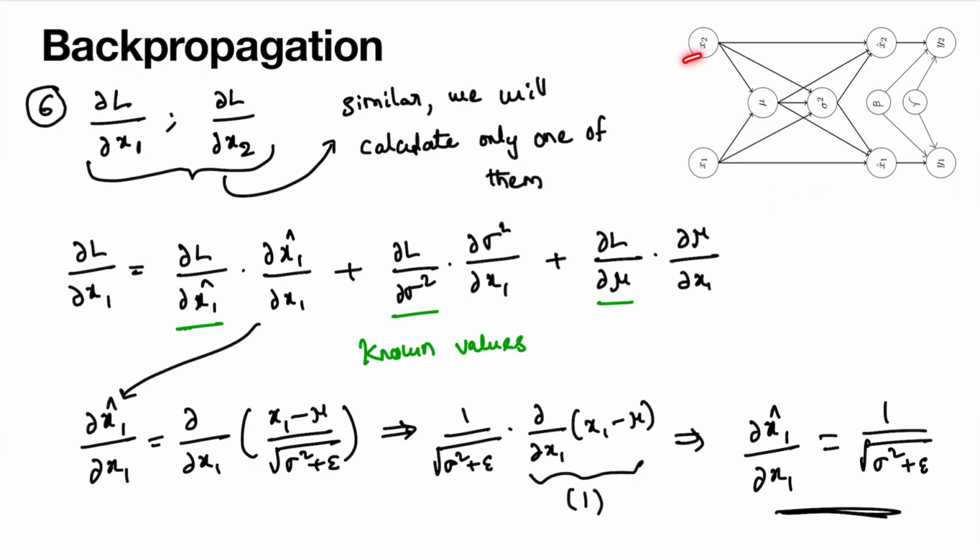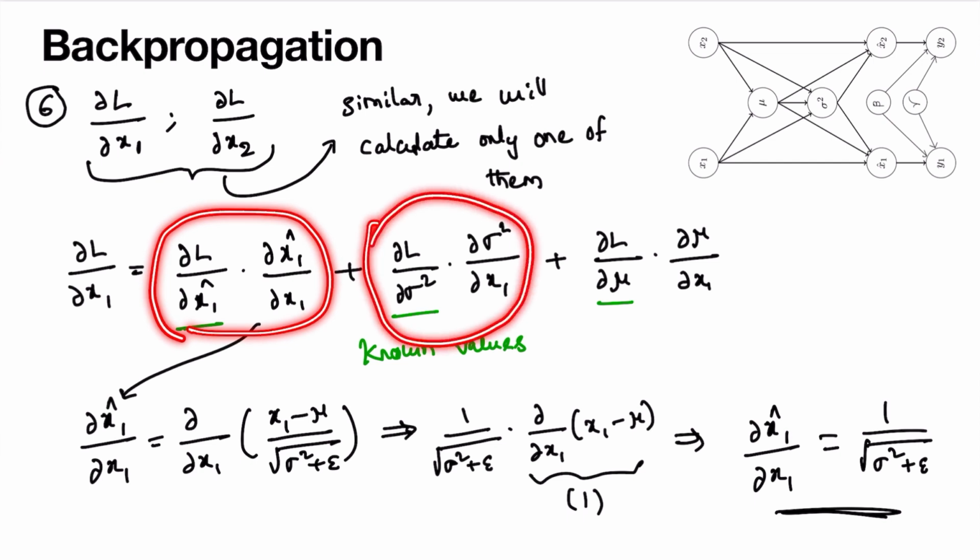Now the only things remaining are x1 and x2. So we will take x1 and x2. Both are similar, so we will do one of them and we can replicate the other. If I take the derivative of loss with respect to x1, if you check x1 in the computation graph, it is going as input to 3 values. One is mu, standard deviation, and then x1 cap. So that's why in your expression also you will have 3 terms.